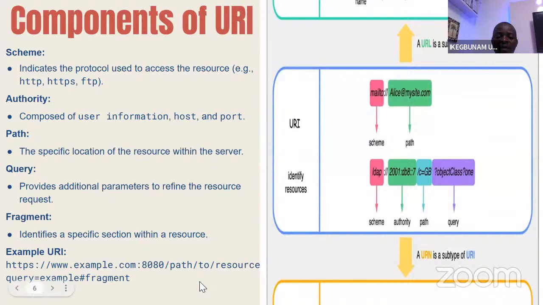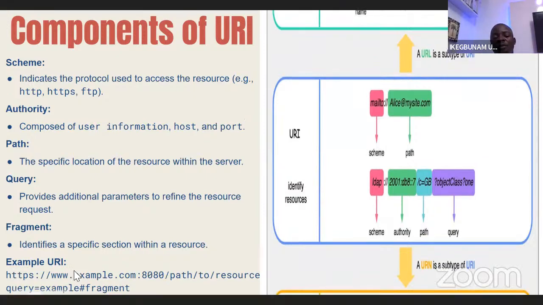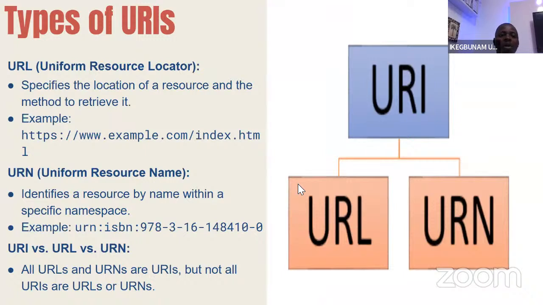Okay, of which what we have here is example.com, which is running on port 8080, and we declare a path to a particular resource. It must not necessarily be a path. It depends on a name-given path, okay, or a name-given resource over the internet. Then the types of URI. We have basically URL, which is Uniform Resource Locator, and URN, which is Uniform Resource Name.